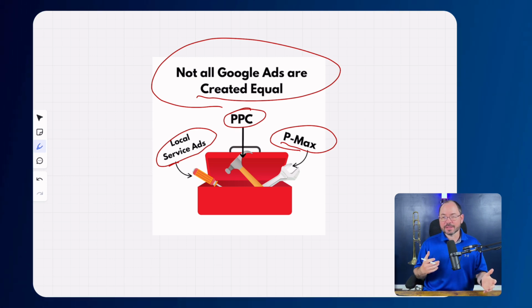They can all be successful, but you have to figure out which one's going to work for you depending on where you're at in your business. That way, when you put a budget to it, you're actually going to get the traction. You're going to get the jobs and the customers that you want from the campaigns. So let's get into the first one, which is the pay-per-click ads.